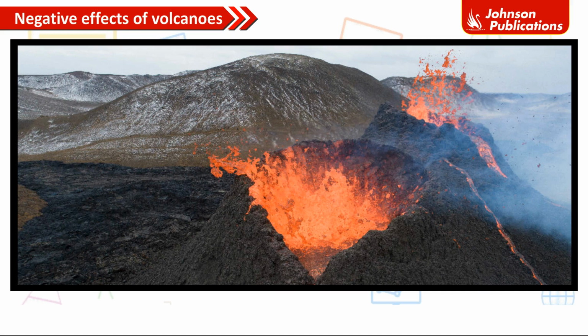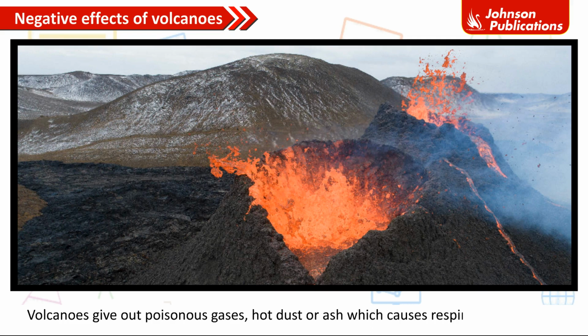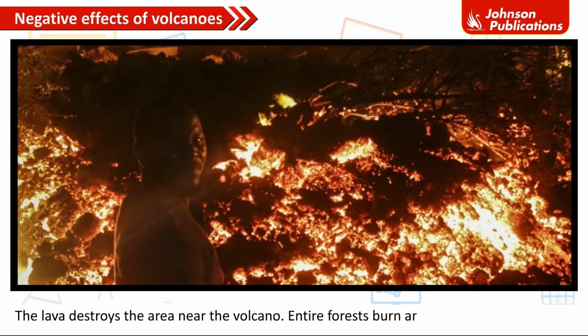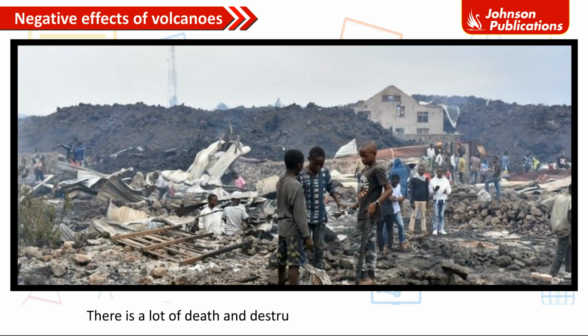Negative effects of volcanoes. Volcanoes give out poisonous gases, hot dust or ash, which causes respiratory problems. The lava destroys the area near the volcano. Entire forests burn and villages get submerged. There is a lot of death and destruction following a volcanic eruption. There is also fear of epidemics taking a heavy toll.